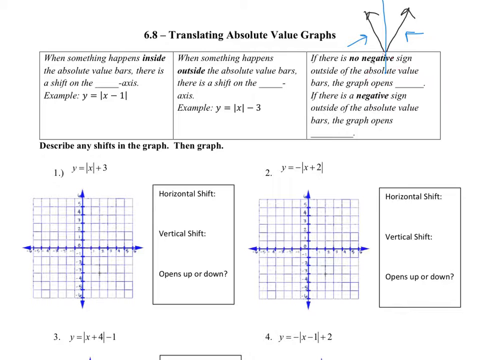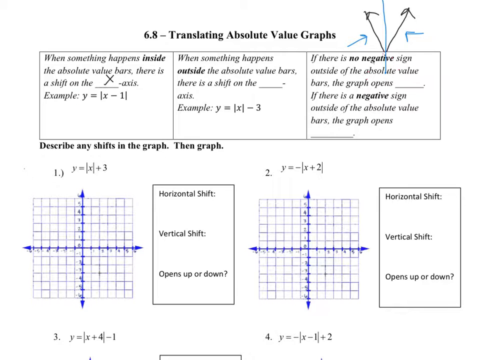So an absolute value function can open up or down depending on if there's a negative in front of the absolute value sign. So we're just going to go over a couple more characteristics here. When you have x minus a number or x plus a number inside the absolute value, what you're doing is you're shifting on the x-axis.